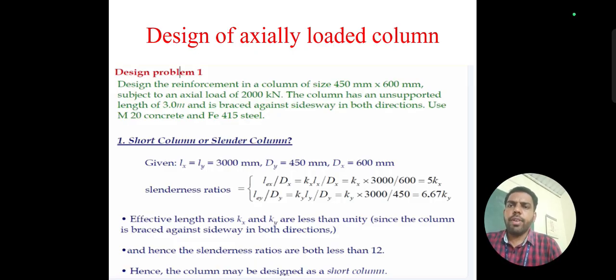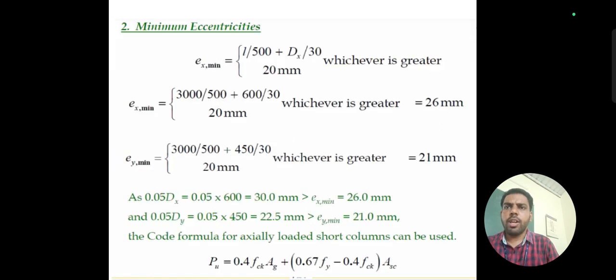First of all, we have to find out whether the column is short or long. Based upon the slenderness ratio only, you have to find out short column or long column. If the slenderness ratio is less than 12, it is a short column, and more than 12 it is considered a long column. After that, one more check, that is the eccentricity, to see whether it is an axially loaded column or uniaxial or biaxial. For checking, we are using the minimum eccentricity.